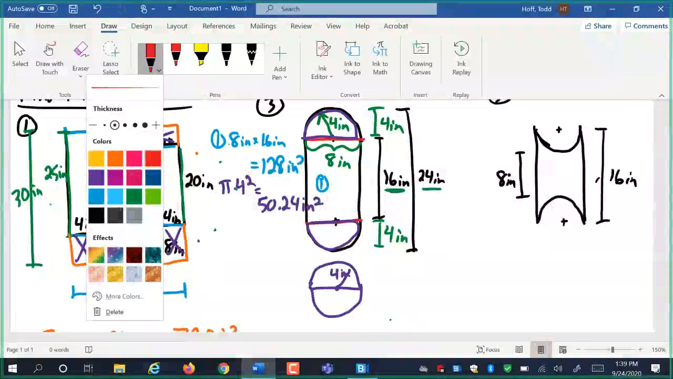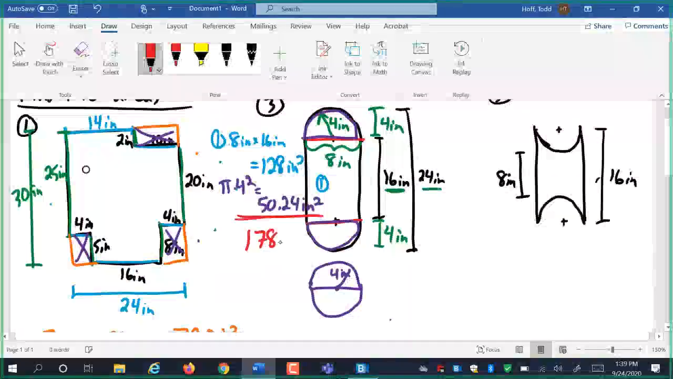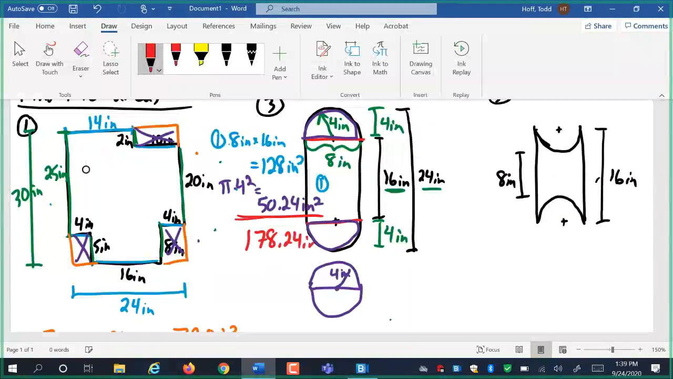So our total area is found by just adding those together. 178.24 square inches is the area of that. So I was able to not only cut that into smaller pieces, but to take some of those smaller pieces and put them back together to simplify calculating the area for the rest of it.